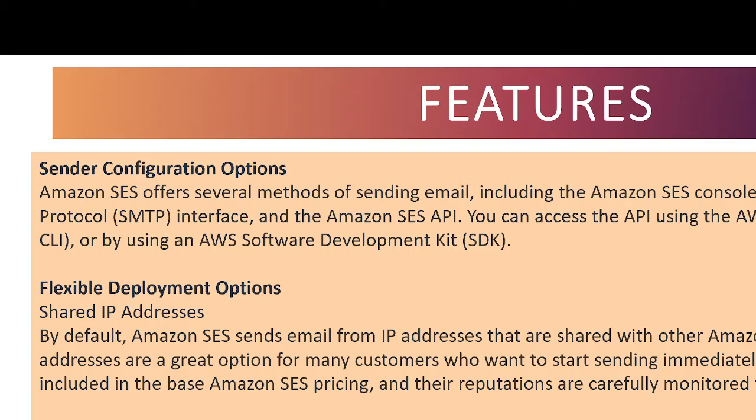The next feature is owned IP addresses. Amazon also supports bring your own IP, which stands for BYOIP. This feature lets you use a range of IP addresses that you already own to send emails with Amazon SES. This makes leveraging current investments and migrating from other email service providers very easy for you.